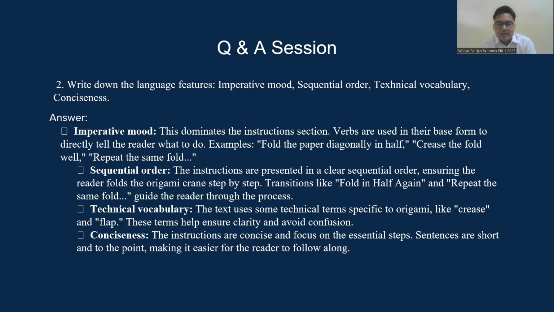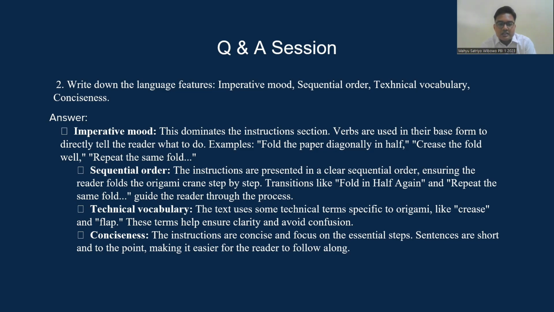Sequential order. The instructions are presented in a clear sequential order, ensuring the reader follows the origami crane step by step. Transitions like fold in half again and repeat the same fold guide the reader through the process. And second is technical vocabulary. The text uses some technical terms specific to origami, like crease and flap. The terms help ensure clarity to avoid confusion.